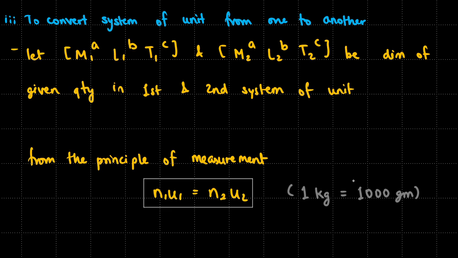So what does it change? It changes the value, because 1 kg equals 1000 gram. This occurred because of the units. So when talking about a physical quantity, you have to mention the numeric part and the unit as well.